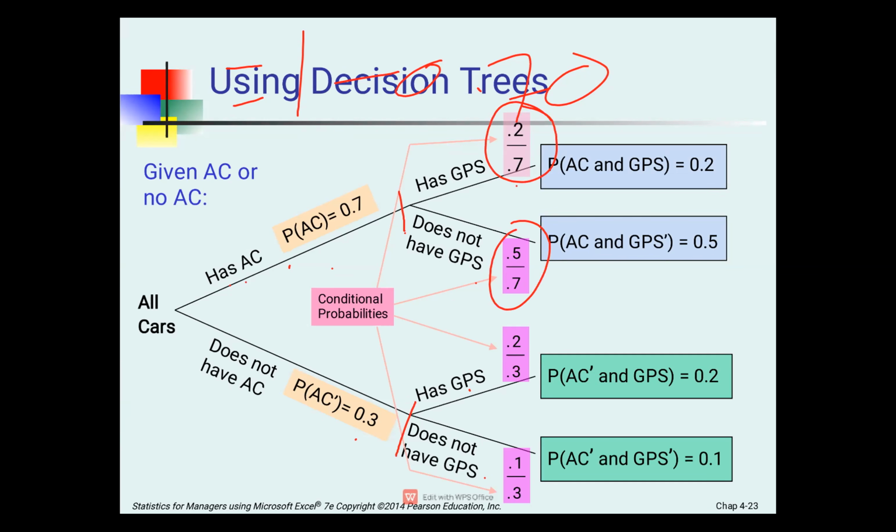Then to get this one as well, you are given the first one, the conditional probability. This is the probability of having AC intersection GPS. Then you subtract this conditional probability from 1, and then you get 0.5.